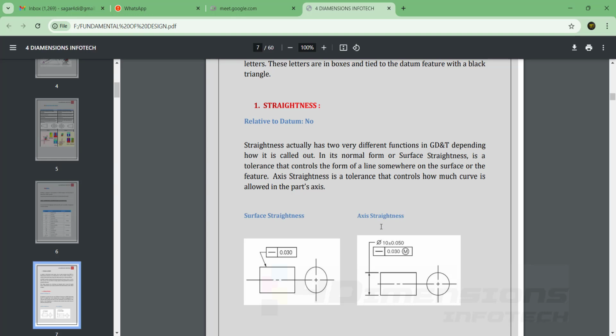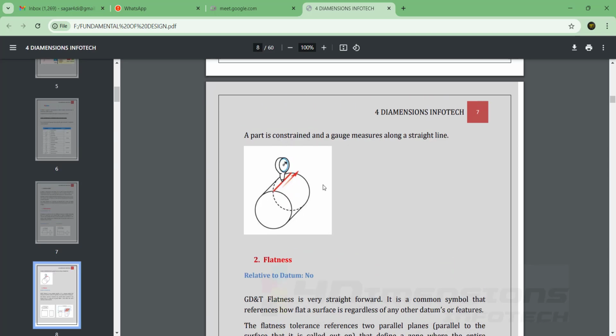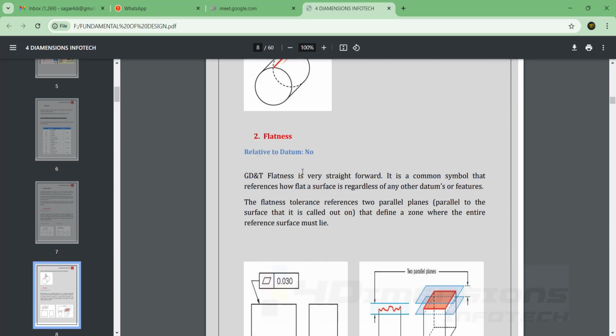So the main difference between geometrical tolerance and dimensional tolerance is that any tolerance that is controlling only one dimension is called dimensional tolerance, and the tolerances which are applied to the complete geometry as well as dimensions are called geometrical dimensioning and tolerancing, in short, GD&T. After straightness, you can see here the image has been shown of how the straightness is calculated. Next one is flatness. Here it is written that datum is not required here also.